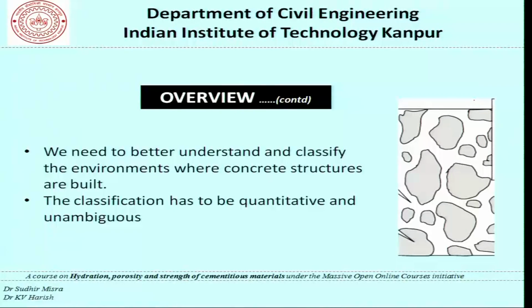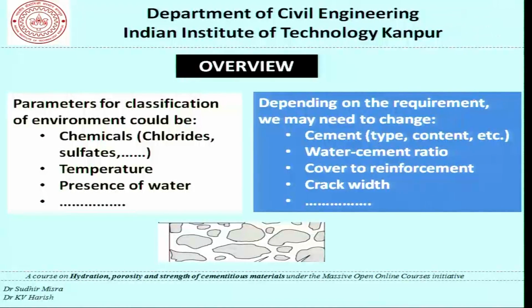We continue to say that we need to better understand and classify the environments where concrete structures are built, in order to make sure that we are able to impart the necessary durability to them. This classification has to be quantitative and unambiguous. Basically it boils down to the situation depicted in this slide. Here we have a concrete which we want to be durable. This concrete is located in an environment which can be classified in terms of the chemicals, the temperature, presence of water and so on.